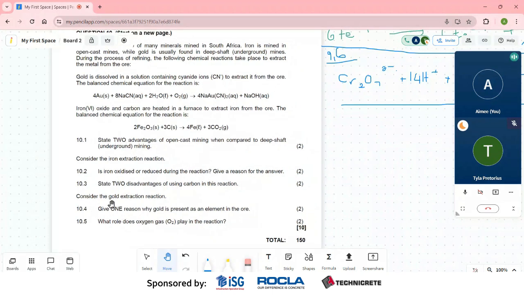Okay, now it says consider the gold extraction reaction. So that's this one at the top here. It says, give one reason why gold is present as an element in the ore. Again, this is going to be study work. 10.4. The gold does not oxidize easily like iron. So gold doesn't easily lose electrons.